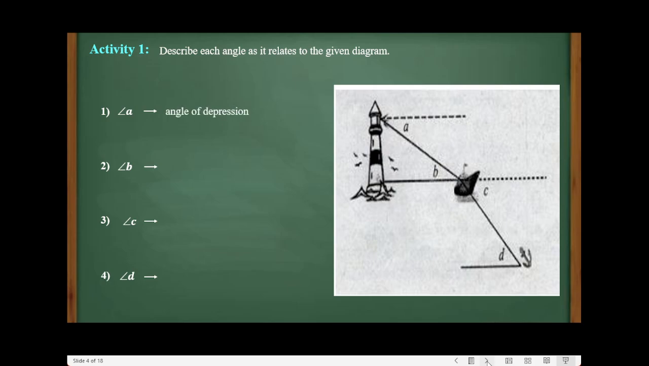Angle of depression. Number 2, angle small letter B is what? Angle of elevation. Number 3, for angle small letter C, it's angle of depression. And number 4, letter D, it's the angle of elevation.